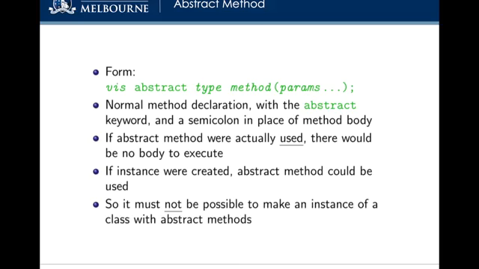If an instance was created and all the abstract methods are created within the calling class, then you can use all the methods that are available to the abstract class. And so it's not possible to make an instance of an abstract class. You simply have to create the methods yourself using the template that's provided to you.